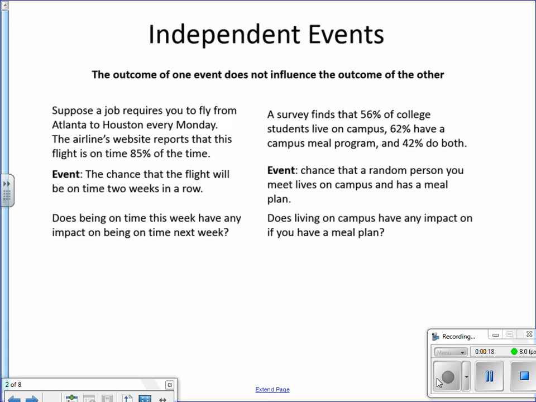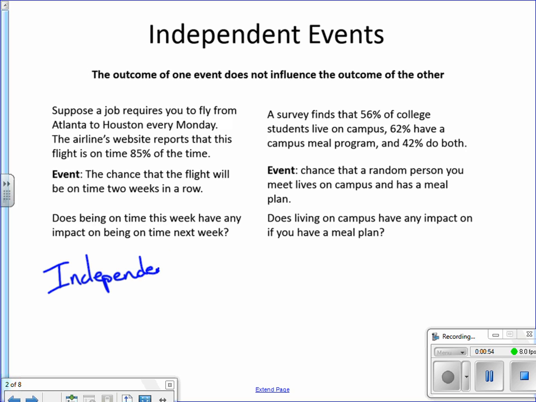So, let's say we're taking a job that requires us to fly from Atlanta to Houston every Monday. Website for this airline reports 85% of the flights are on time. So we want to look from week to week. What if the flights this week are going to affect next week? Essentially, the chance that a flight will be on time 2 weeks in a row. So does being on time this week have an impact on being on time next week? And I think that we all kind of have that intuition that no, it's not going to affect one to the other. So these would be an example of things that are independent.